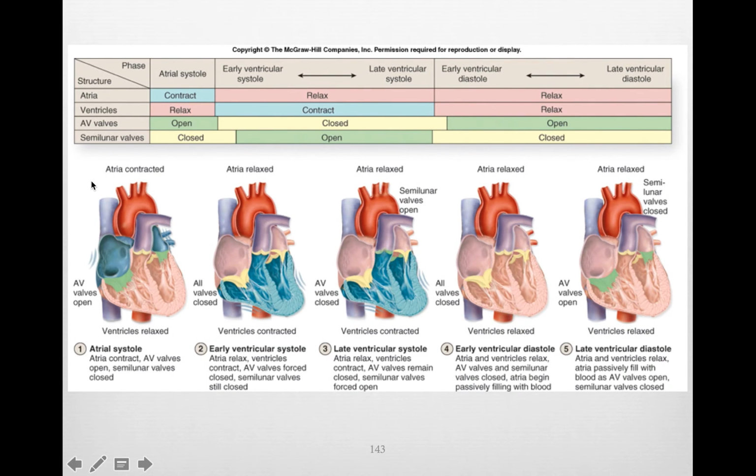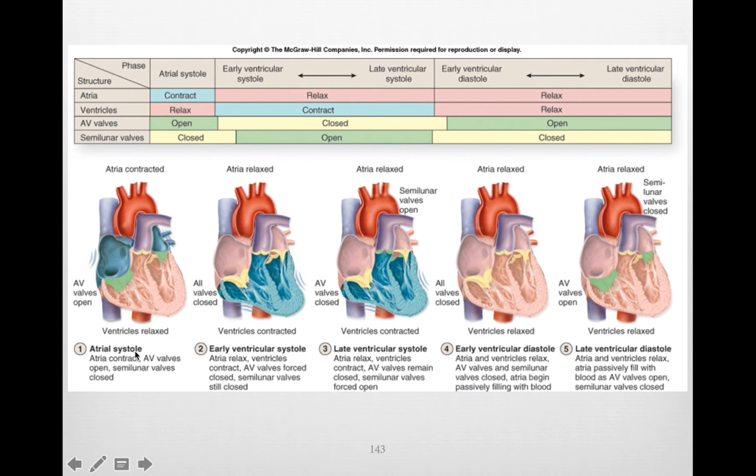So we look at the cycle here, where we start with an atrial systole. And notice that the atria here are actually highlighted in blue, and we see that they're contracting. And at this time, the atrioventricular valves are open because the atrium is contracting, and the semilunar valves are closed here at this particular moment.